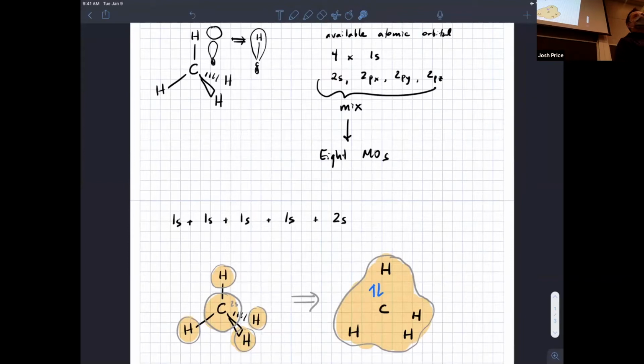And the response is for the MO theory people to sort of look at you quizzically, tilt their heads, maybe squint their eyes and say, what is this bond you speak of? In MO theory, you lose the focus on bonds, but you retain the focus on molecular structure. And instead, you have electrons that are delocalized.